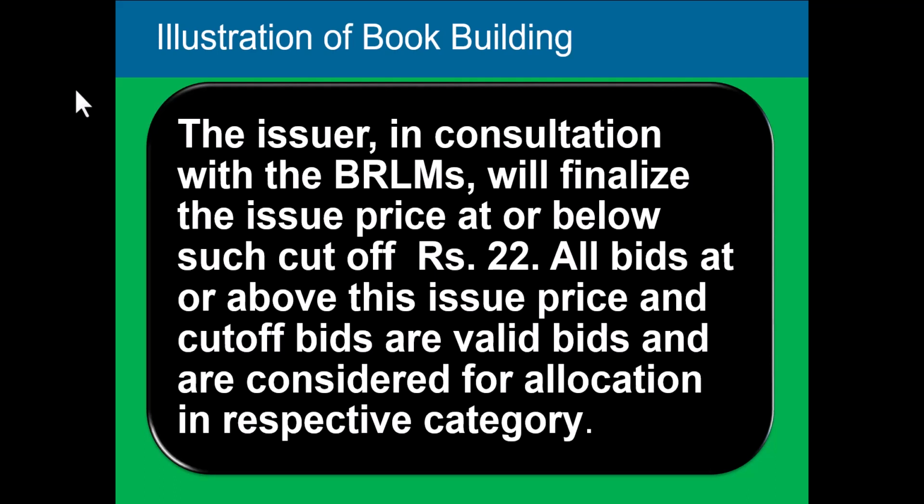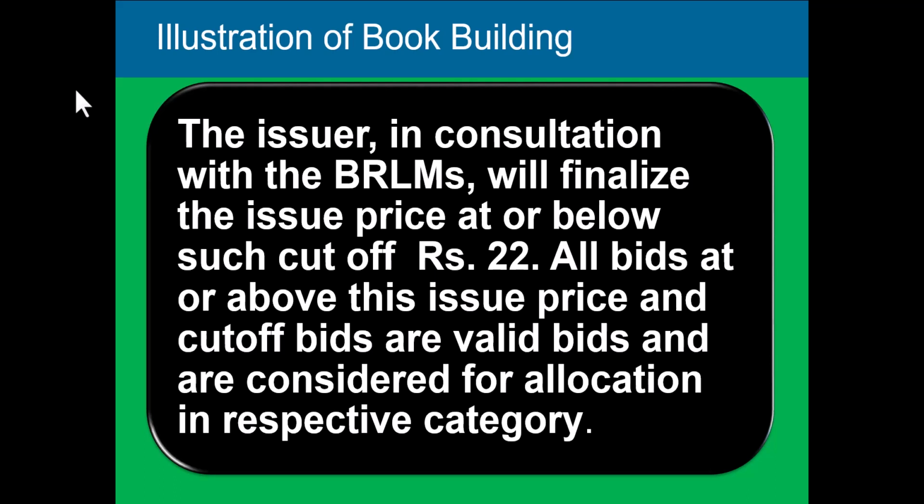the issuer is a company who is coming with an IPO, in consultation with the book runners and lead managers, which are nothing but the merchant bankers. So we even call them book runners and lead managers. They are nothing but the merchant bankers or syndicate bankers who are helping the company to raise money. They will finalize the issue price at or below such cutoff price. So that means most likely they will go for a price of 22 because the company wants money at a higher price. So at 22, they are getting all their issue covered.